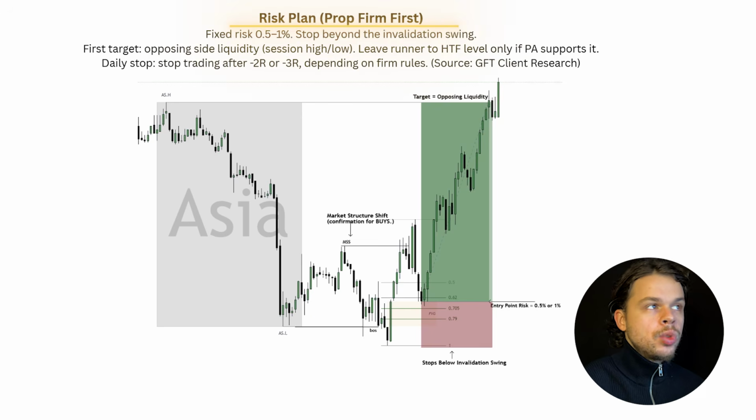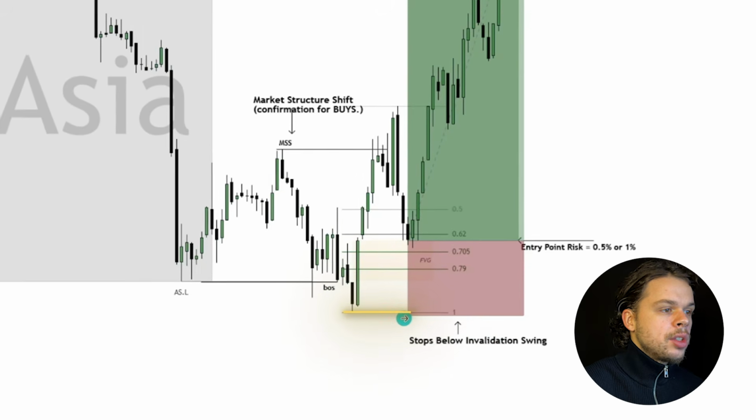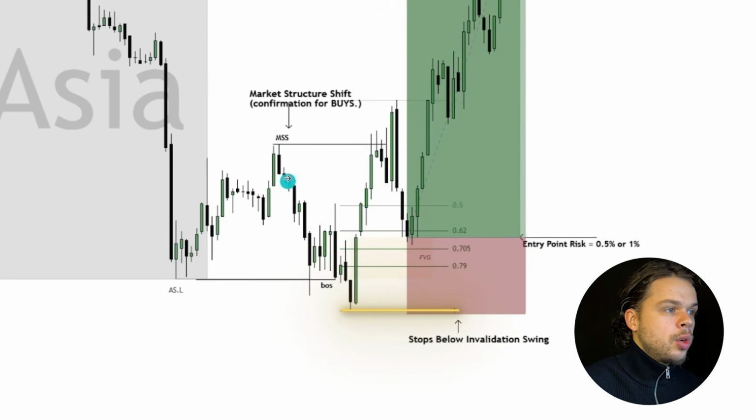And finally, our next rule is having a risk plan. So we have a fixed risk of 0.5 to 1% with our stops below the invalidation swing. As you can see, our stop loss is just below this low, which actually caused the market structure shift.